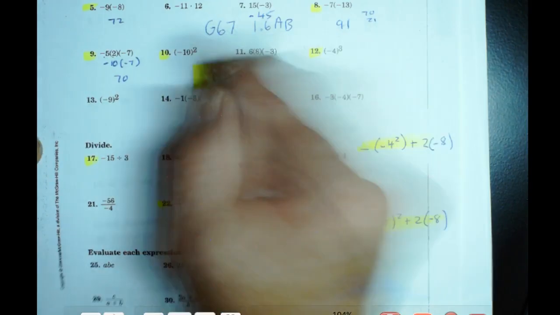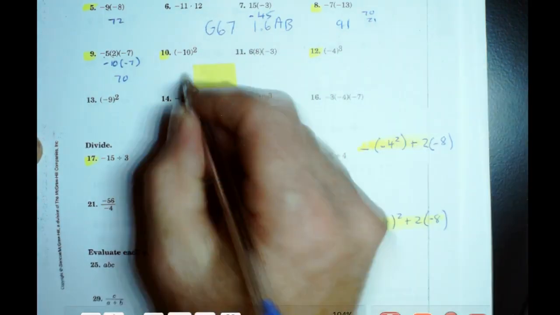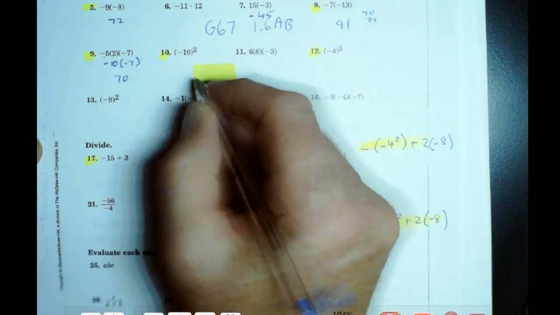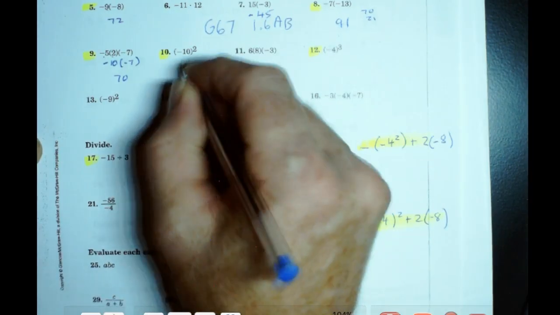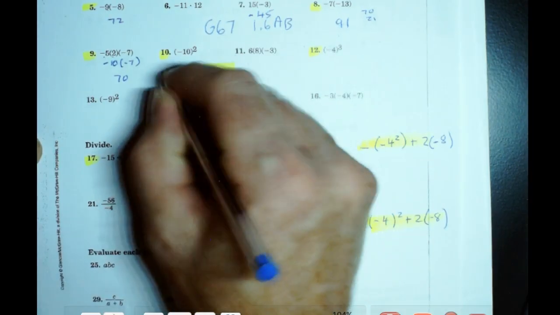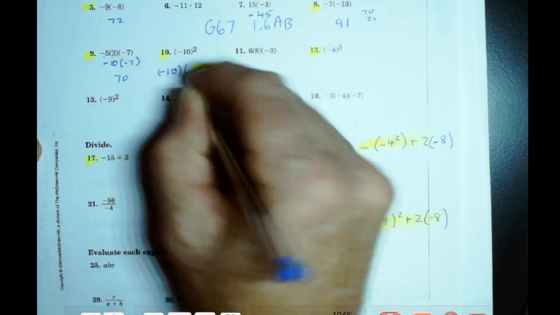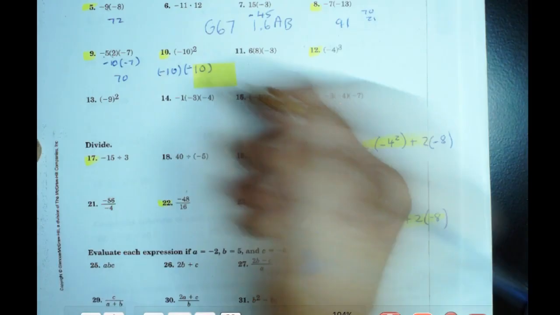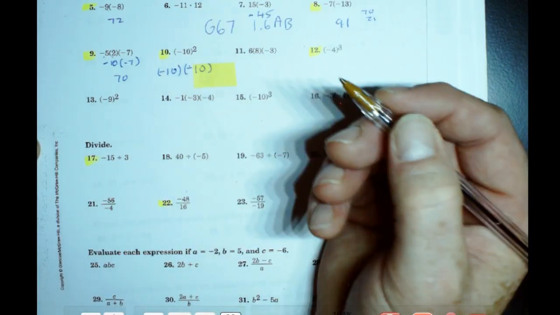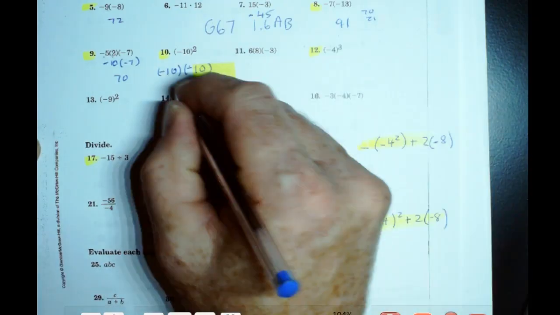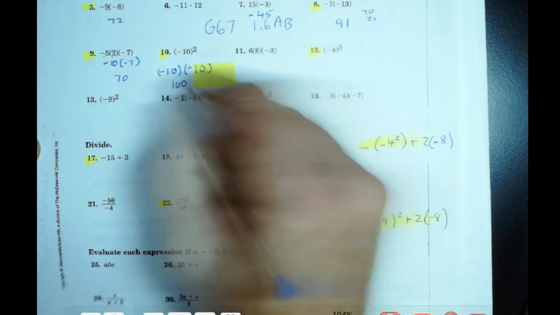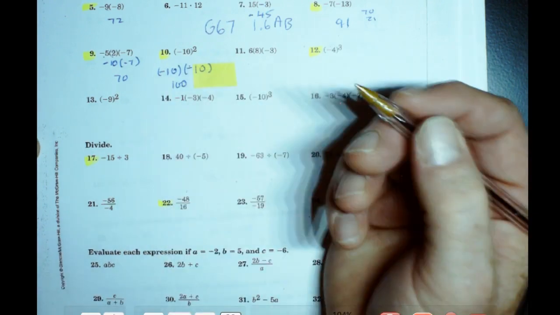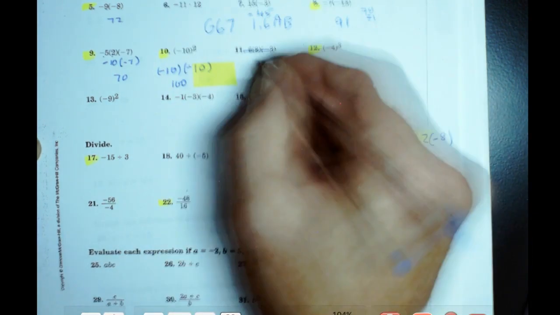All right, so this is a little more difficult here. This one here, everybody gets confused on this one. This one actually means take everything that's inside those parentheses and multiply it by everything that's inside those parentheses. So you have a negative 10 times a negative 10. Well, 10 times 10 is 100, and you have 2 negatives, that's a positive.